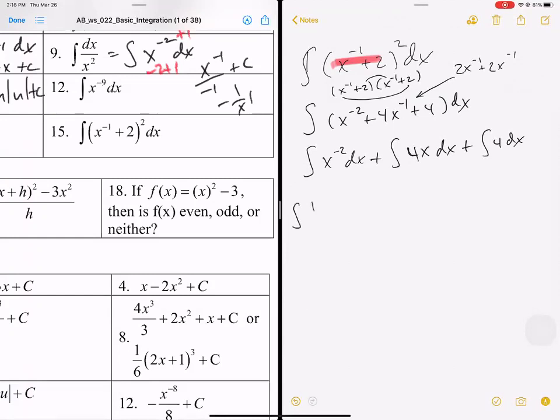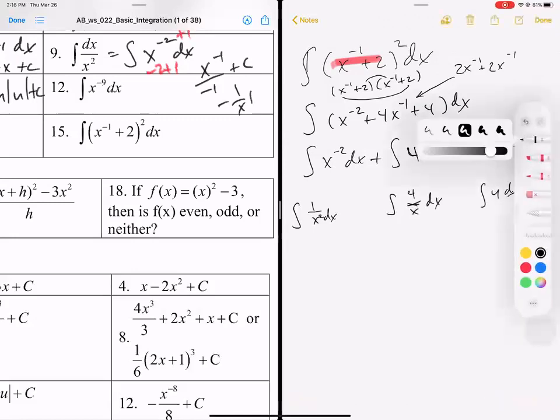This is really an integral of 1 over x squared dx. Sorry, -2 here. This is really the integral of 4 over x dx. And this is the integral of just 4, right? Just look at it. But us rewriting it actually doesn't help. The only one that does help is maybe the middle one. So I'll leave him out.